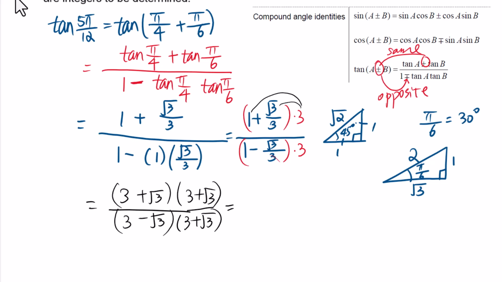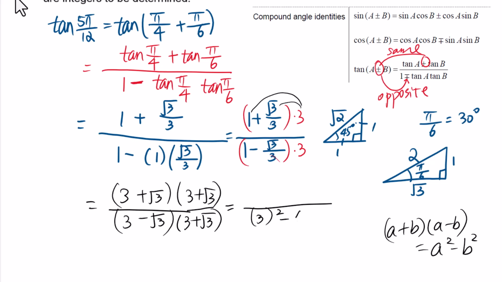For the denominator, a plus b times a minus b equals a squared minus b squared. So we get 3 squared minus square root of 3 squared. 9 minus 3, that's 6.